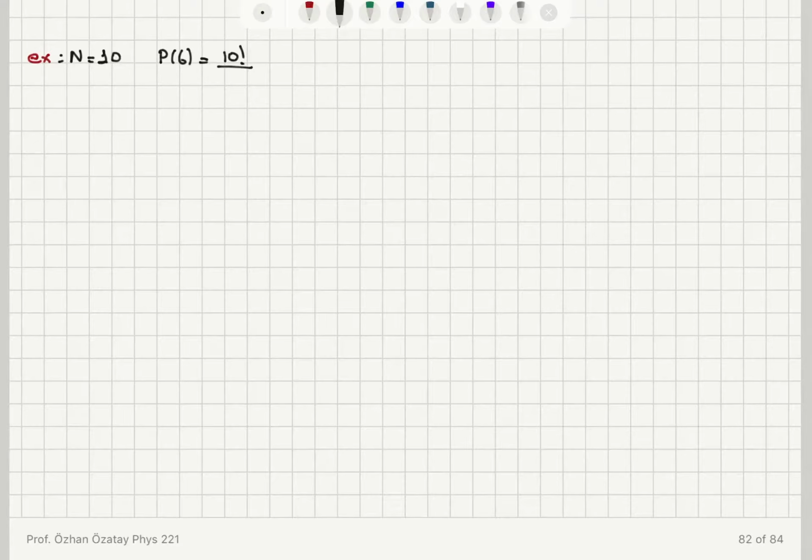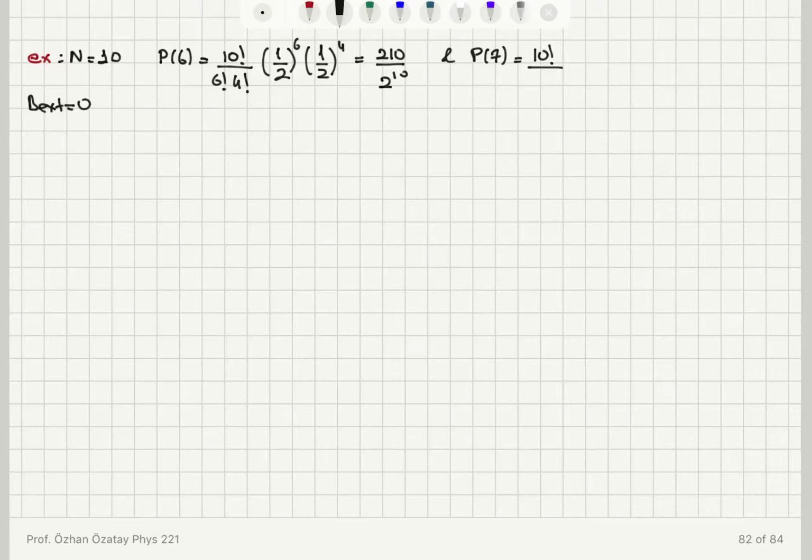It is 10 factorial over 6 factorial, 4 factorial. If the external magnetic field is 0, the probabilities are 1 over 2 for up and down spins, so 1 over 2 to the 4th power. This, if you calculate, is 210 divided by 2 to the power 10. And if I calculate the probability of having 7 up spins, it would be 10 factorial over 3 factorial, 7 factorial, times 1 over 2 to 7, 1 over 2 to 3, and this would be 120 divided by 2 to the power 10.